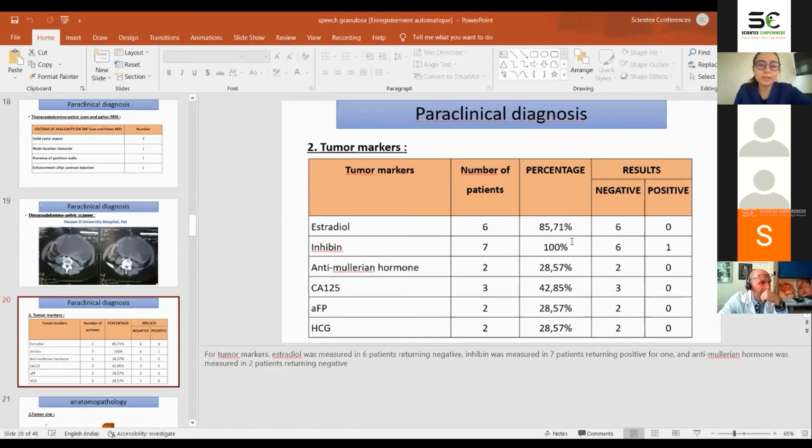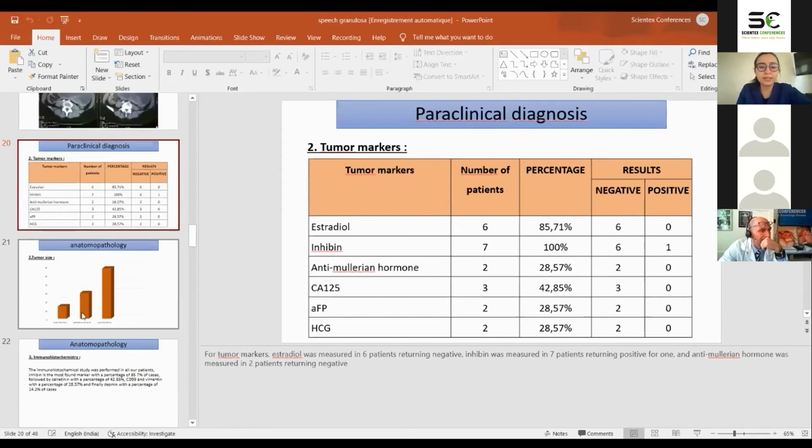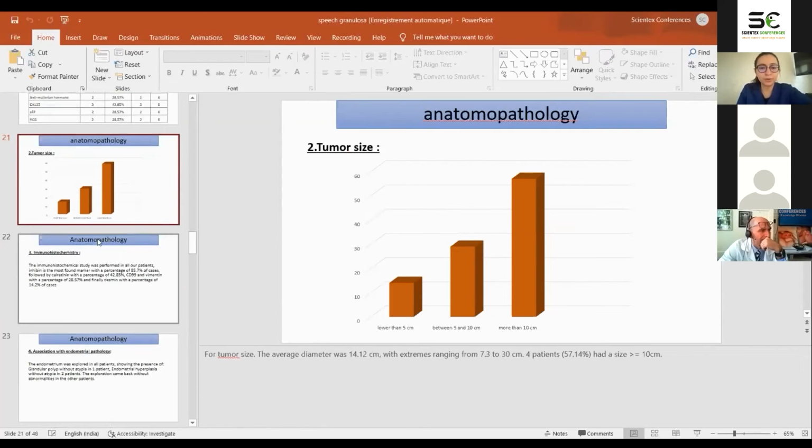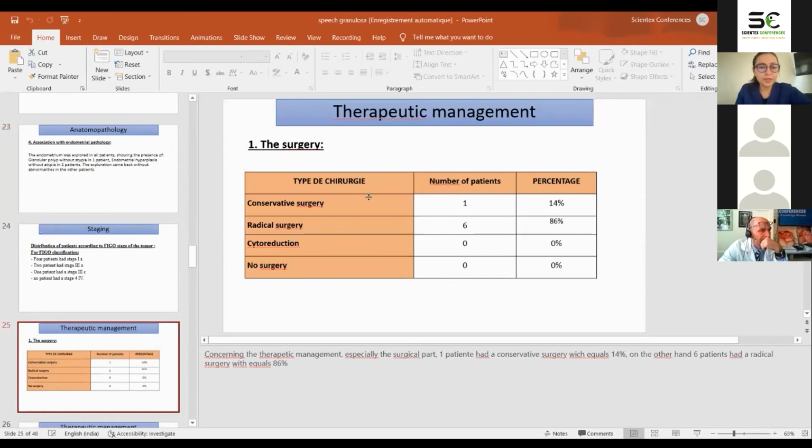The endometrium was explored in all patients, showing the presence of glandular polyp without atypia in 1 patient, endometrial hyperplasia without atypia in 2 patients. The exploration came back without abnormalities in the other patients. Four patients had stage 1A, 2 patients had stage 3A, 1 patient had stage 3C, and no patient had stage 4.